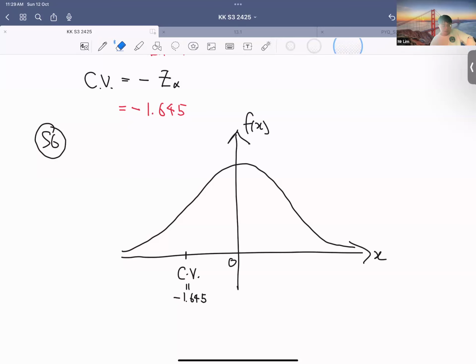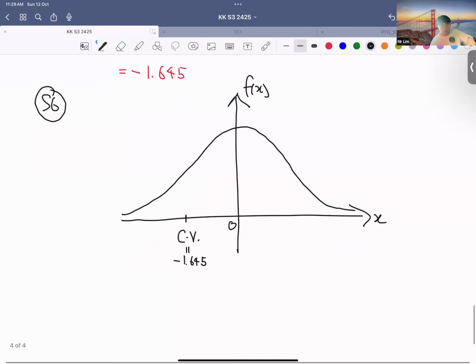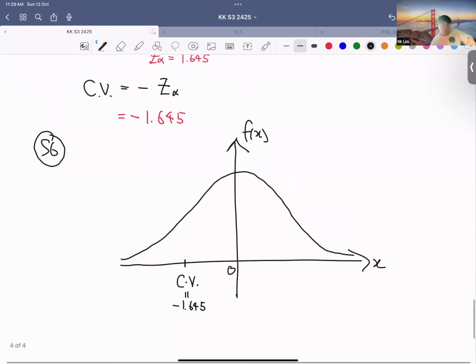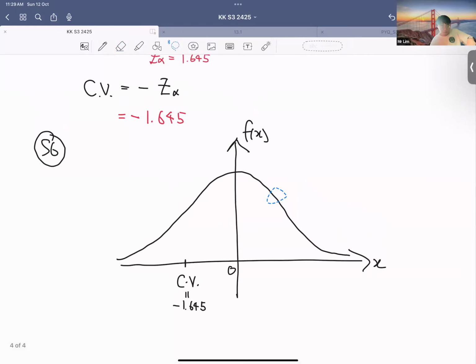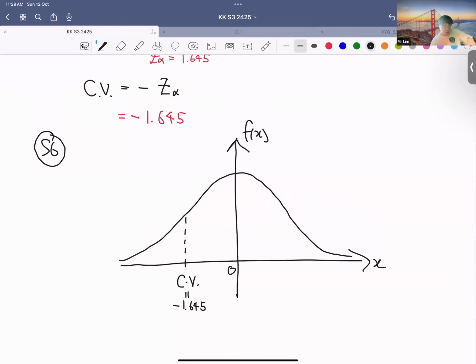This is your fx, sorry, your fx, whatever. This is a normal distribution graph. Your critical value is here. CV is here. You should draw out your critical region.